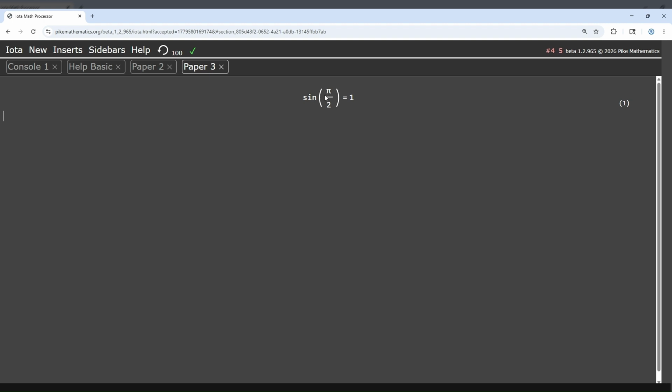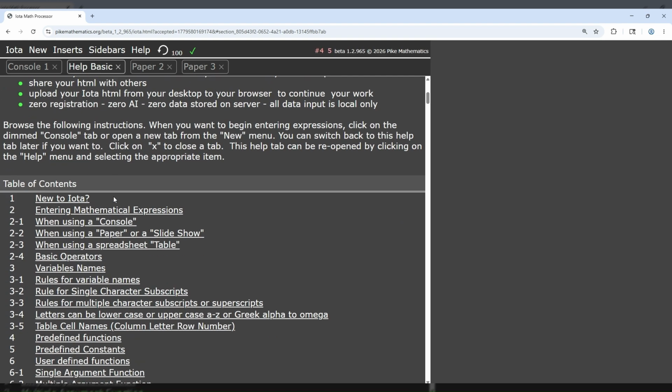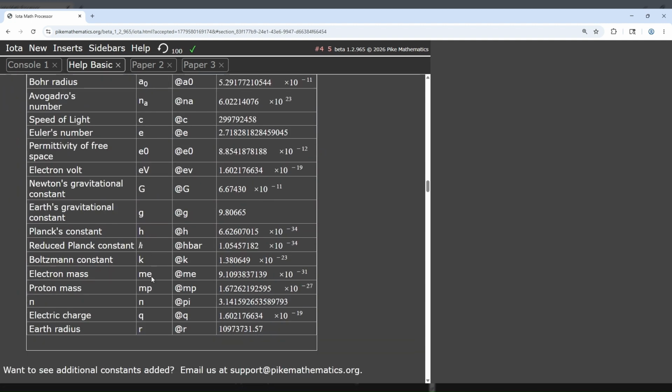All right, a little bit about this. I did this at pi. Basically, Iota has a bunch of constants that we've programmed into it, and pi is one of those. You can call the constants by starting with the at sign and then the code for the constant. And you can see those constants here back at the help page. If you click on the hyperlink for predefined constants, you can see them all right here.